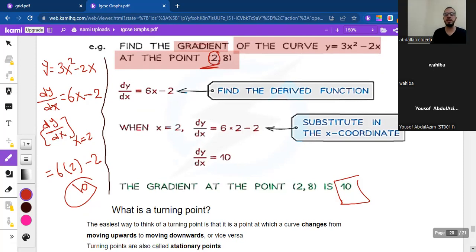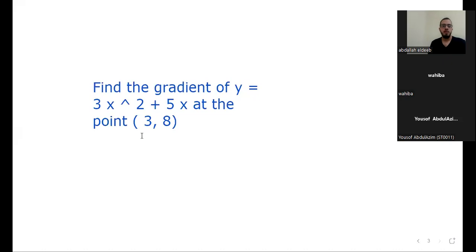Okay, I will give you a question now, and this question you do it alone, just practicing, okay? So guys, please try to figure out what is the gradient of the line y equals 3x power 2 plus 5x at the point 3, 8. Just take like 2 minutes to do it.